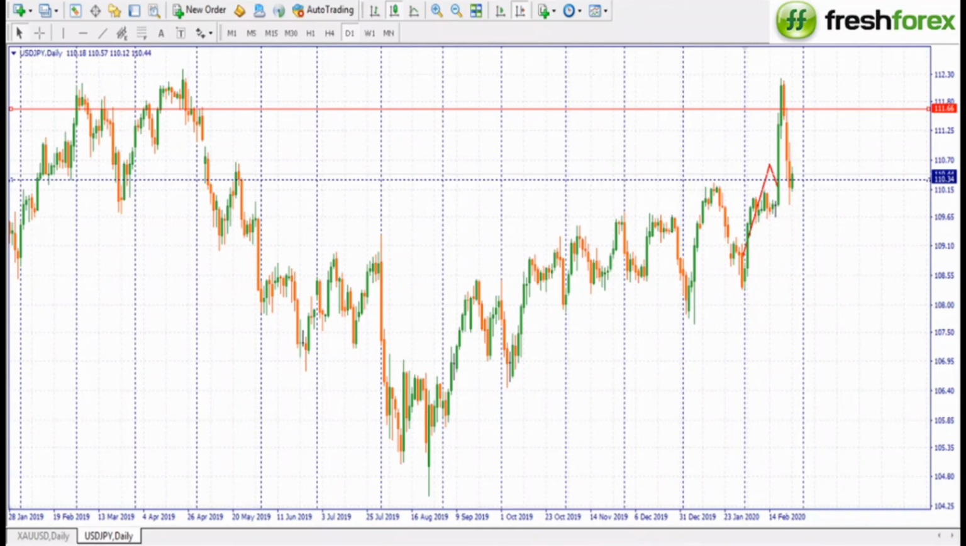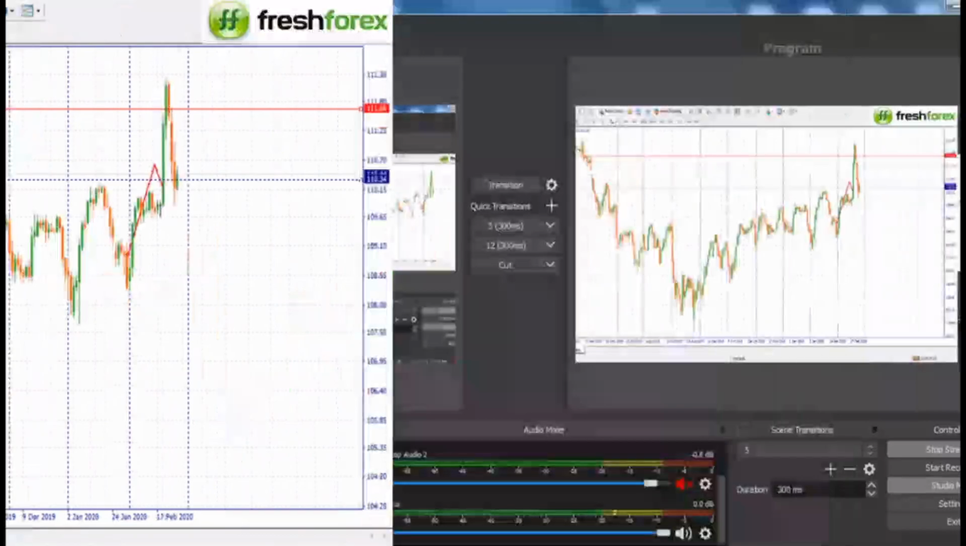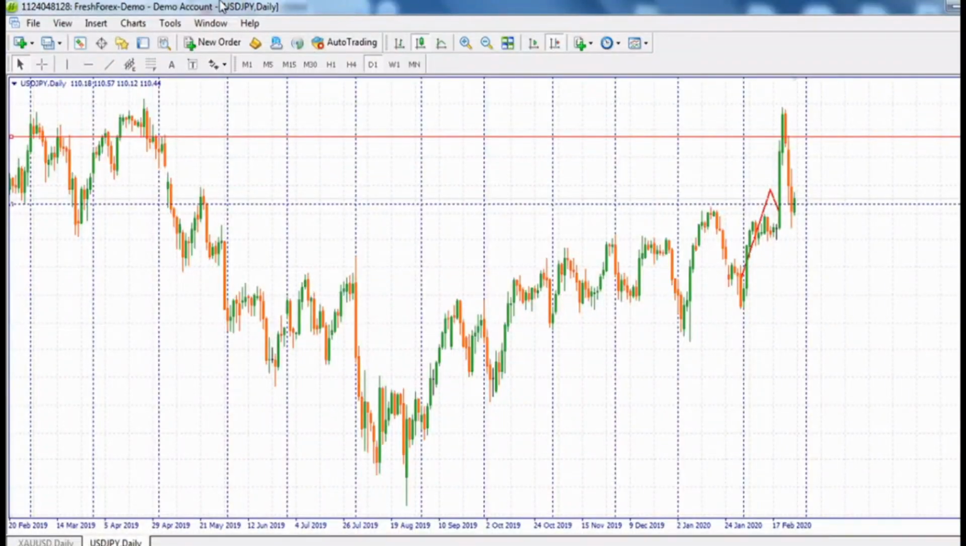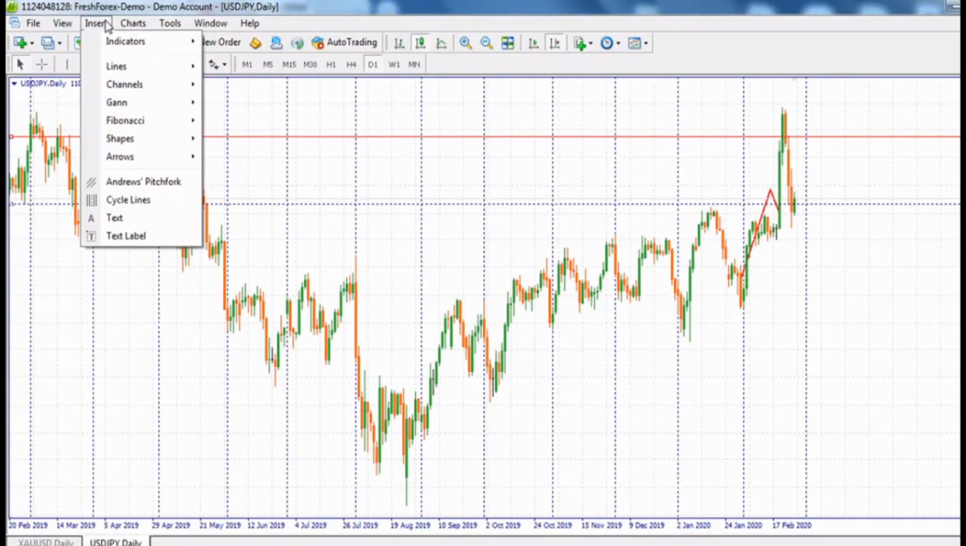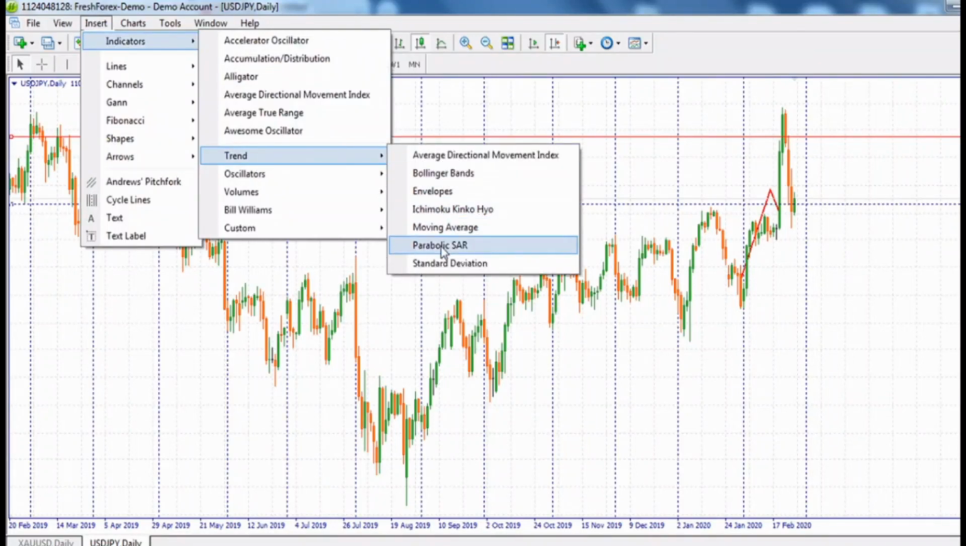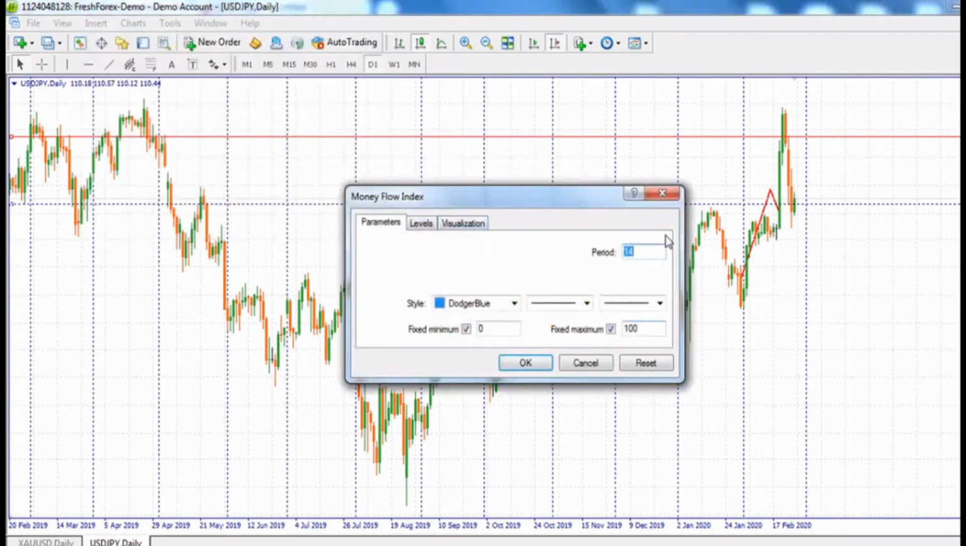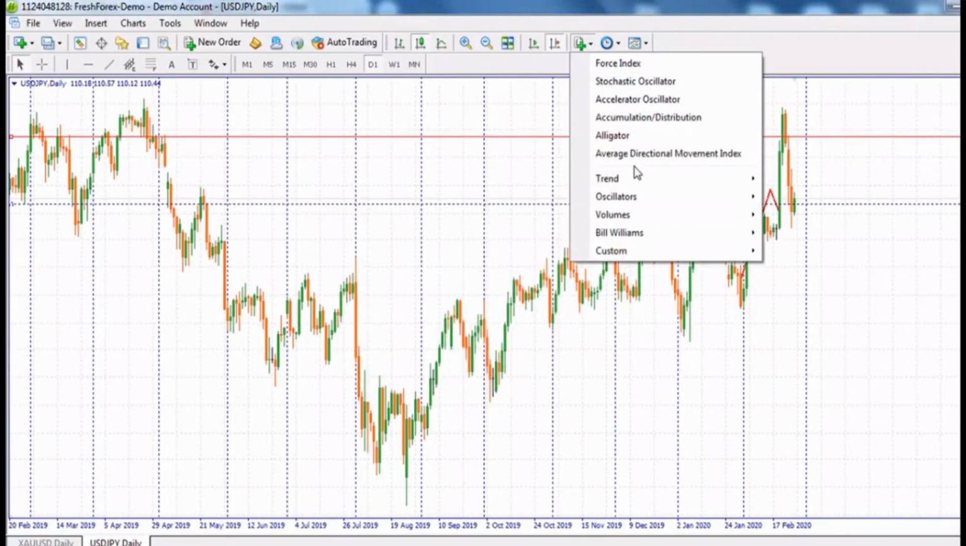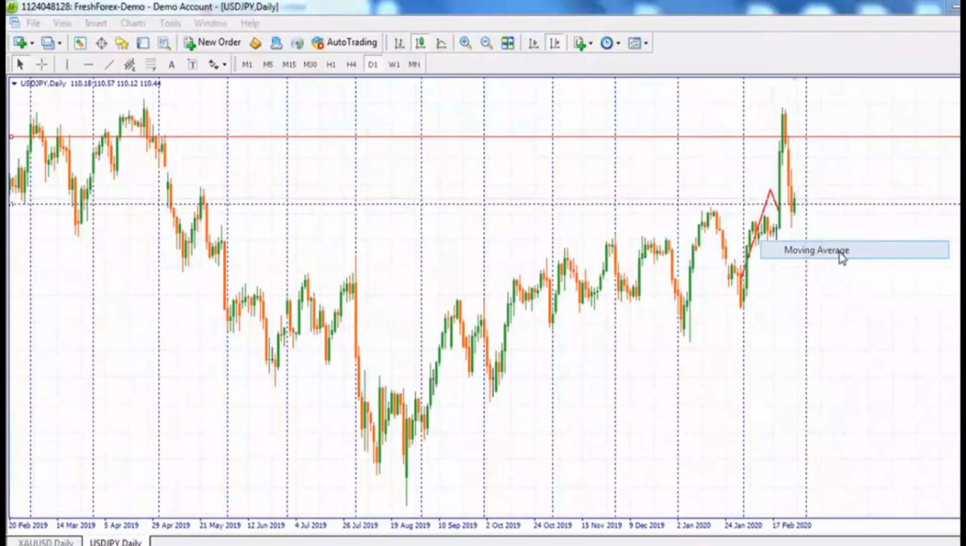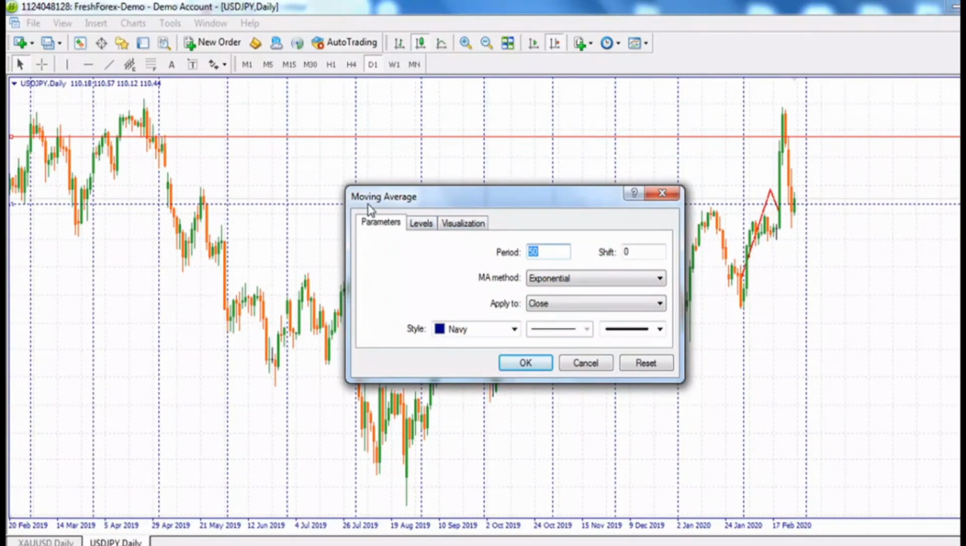Let's start with the very first indicator which you find yourself using as a position trader. The very first one is this one. You go to indicators, trends, and then we have the moving average. That's not moving average, that is the Man index. We have this one, moving average.